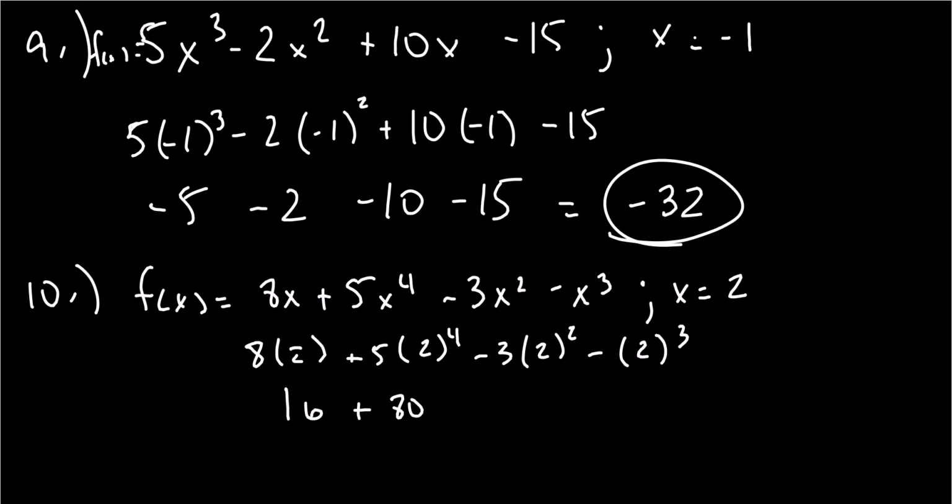So I did 2 to the 4th first, which is 16, times 5 is 80. 2 squared, I did that first, that's 4. That's minus 12, minus 8. I add those all together, I end up with 76.